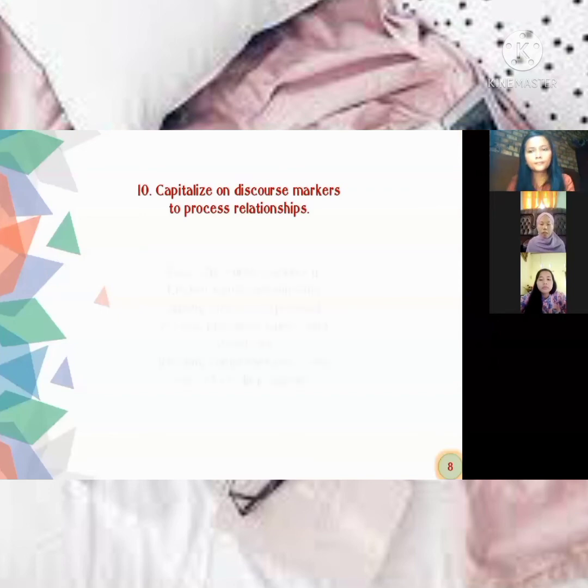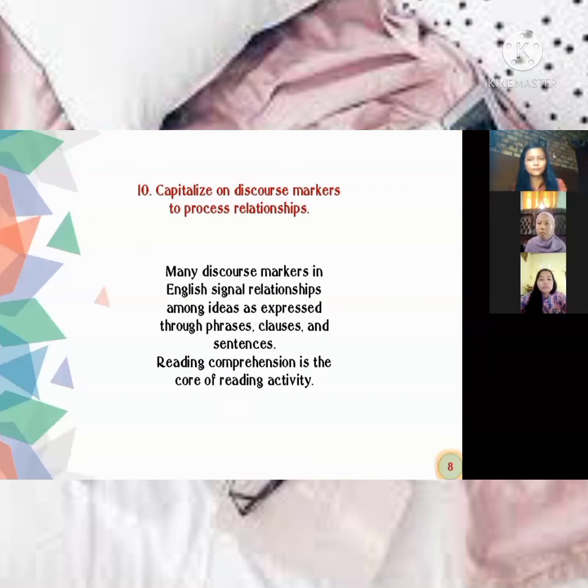The next explanation is by me. Capitalize on discourse markers to process relationships. Many discourse markers in English signal a relationship among ideas as expressed through phrases, clauses, and sentences. Reading comprehension is the core of reading activity.